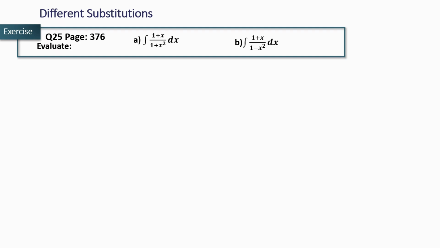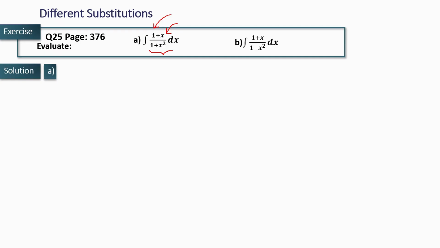Let's see part E. If you see your denominator, it is 1 plus x square. Somehow you are getting connected with the tan inverse formula, right? But you can look here, your numerator is also a combination of two terms. So let's rewrite the integral by splitting it into two halves.